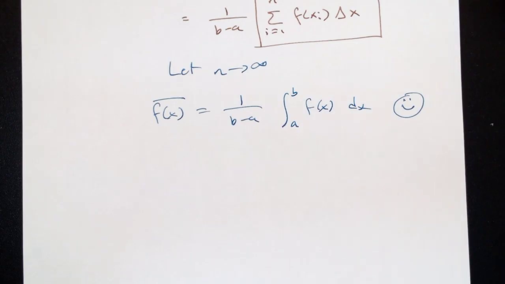I gave you an interval, right? I said we're going from 0 to 3. I gave you a function, x cubed. What's the average output of x cubed between 0 and 3? I can calculate that now.